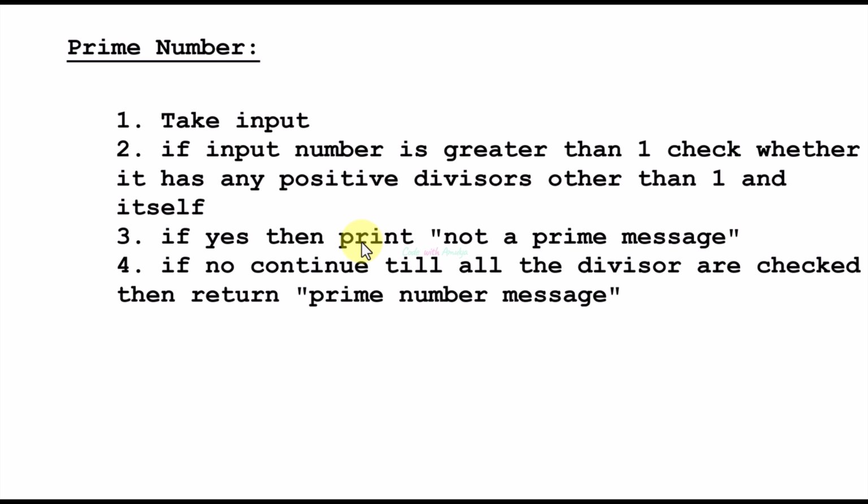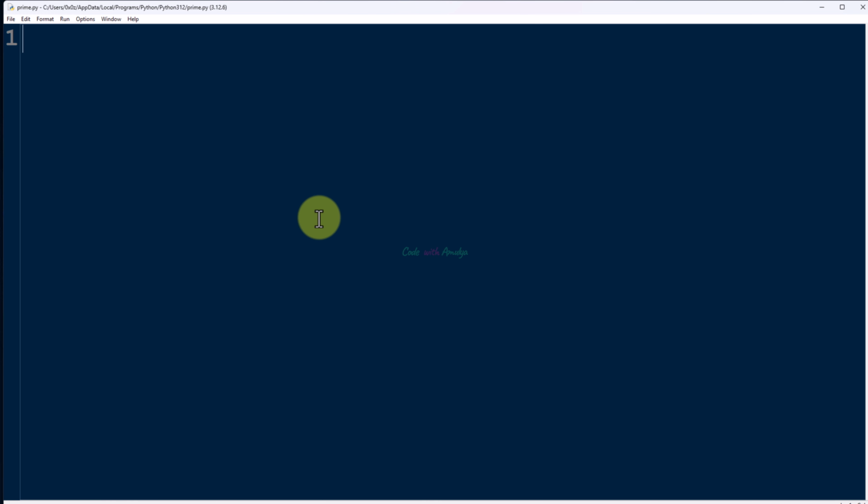Then if it has any positive divisors, write the message it is not a prime number. If it doesn't have any positive divisors other than 1 and itself, then we can write that the given number is a prime number. We need to follow these steps. Next, let's write the program.